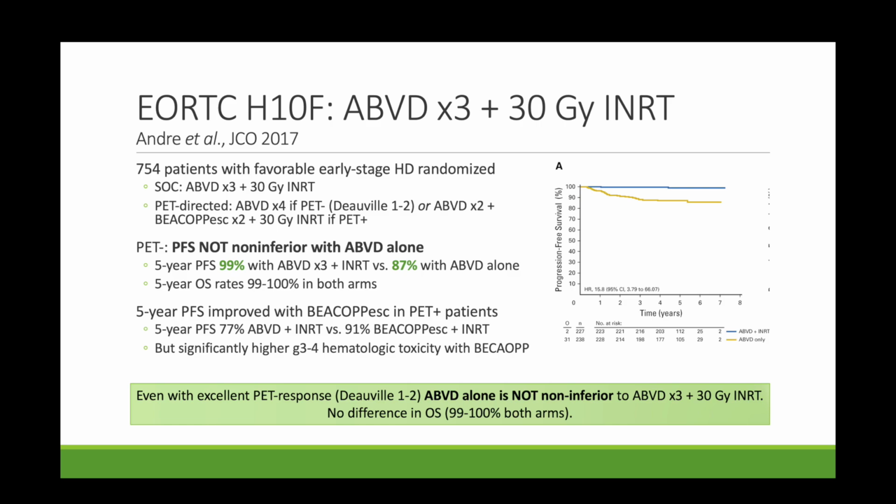And interestingly, the results of this study were very similar to what we saw in HD16, where the progression-free survival was not non-inferior with ABVD alone. So in patients that were PET negative, Deauville 1-2 after 2 cycles of ABVD, if they were treated with radiation, or if they were treated with ABVD for 1 more cycle plus radiation, then the 5-year PFS was 99%.